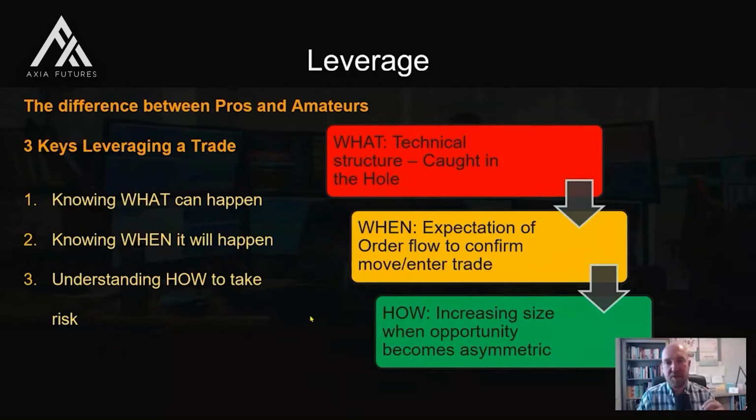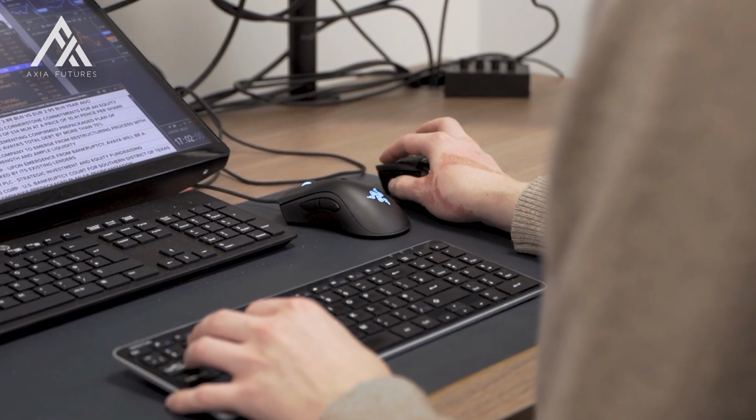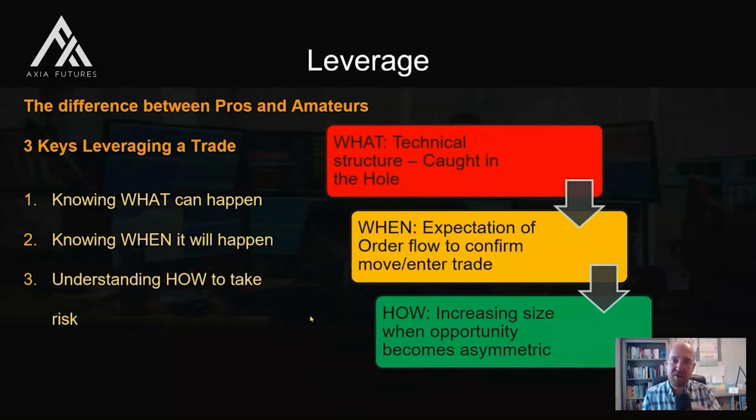Next up, though, you now need to understand when that's going to happen. And when is not a case of at some point today. It's about being able to say, now's the time. I've got an expectation that I want to see a certain type of flow here. And if you see that flow, now you know that the trade is on. The time is now, and so that's when you can take the trade on. And then finally, you need an understanding of your risk. Once you can define your risk clearly, and once the opportunity becomes asymmetric, this is where you leverage.